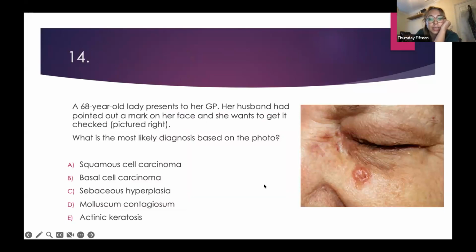So question 14, nice little derm question. Let's see if we can share. So this lady has a mark on her cheek. What do we reckon it is?